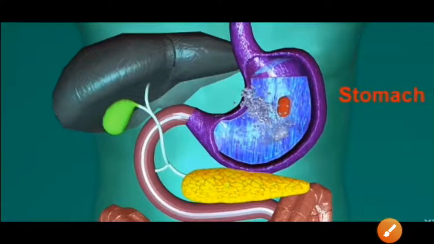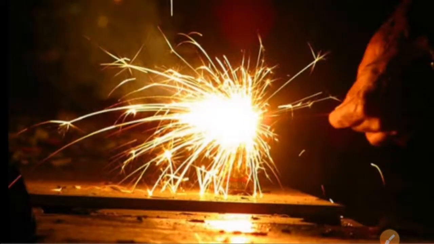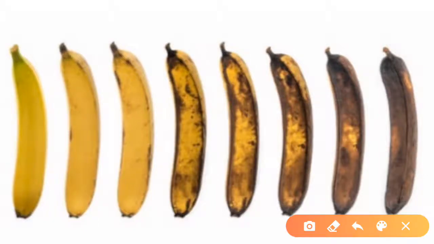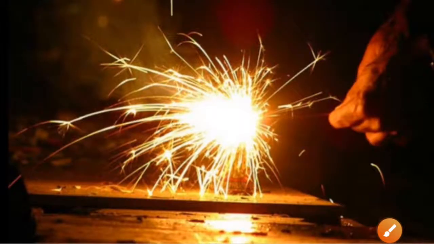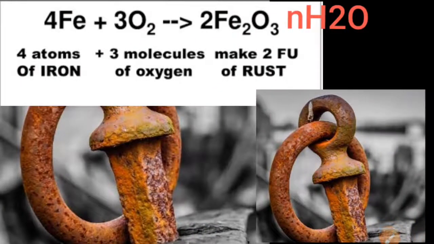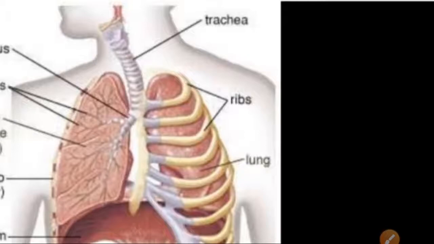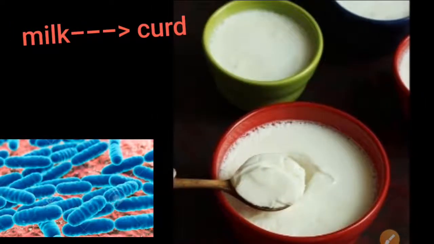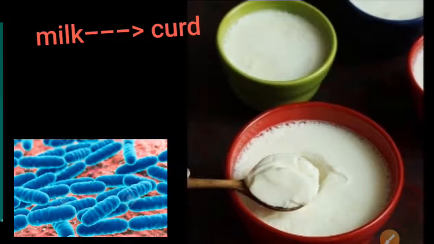So let's recall one by one. The first one is ripening of banana. It is a chemical change. The second one, burning of crackers, is also a chemical change. The next one, rusting of iron, is also a chemical change. And respiration is also a chemical change. And next, curdling of milk is also a chemical change.